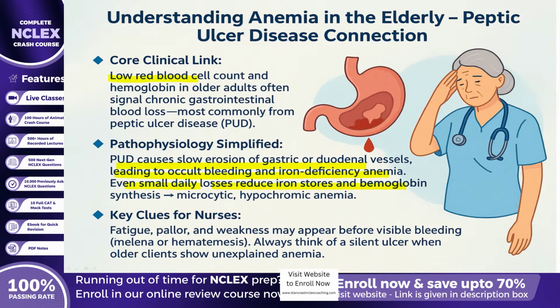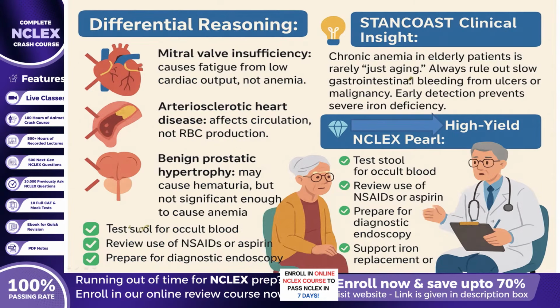Once a blood vessel is breached, the body loses small but significant amounts of iron daily. Over time, this reduces hemoglobin synthesis and leads to microcytic, hypochromic red blood cells visible on the complete blood count. For this reason, anemia may be the first clinical clue to an otherwise silent ulcer. Hence, a nurse's awareness of the link between chronic gastrointestinal bleeding and anemia is critical for timely recognition and referral.